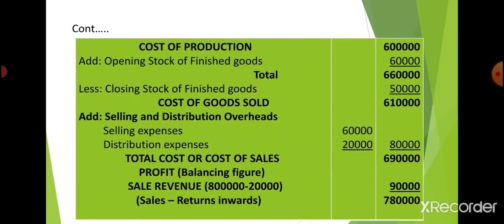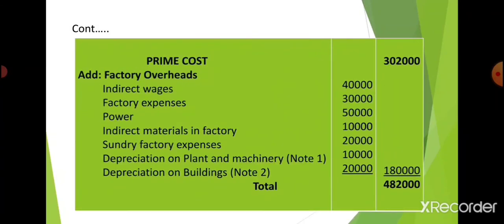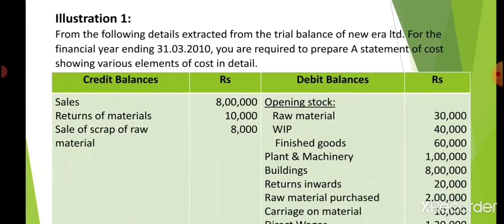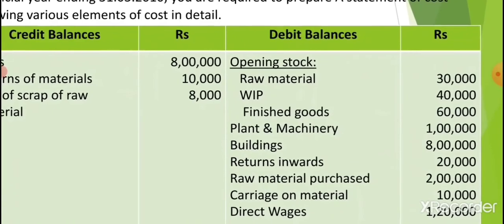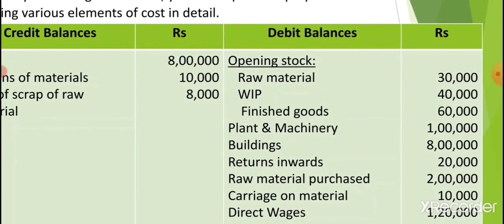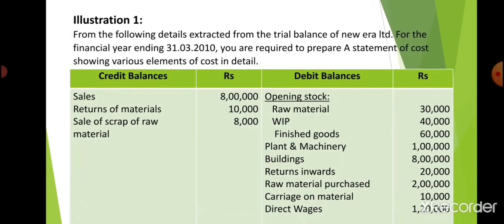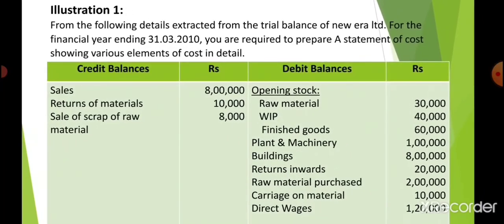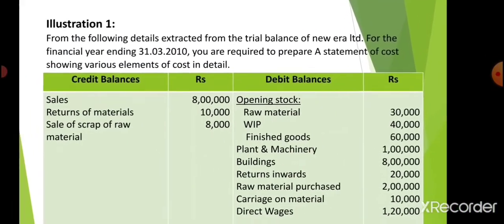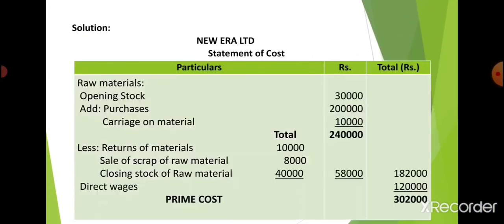So to this we have to add the profit if the profit percentage is given. If they have given the sales revenue, we have to first take the sales revenue and balance the figure to get the profit. They have given the sales revenue in the first slide of the problem. Sales is 8 lakhs and return inwards is 20,000. Return inwards is nothing but sales returns. So we have to deduct these sales returns from the total sales to get the net sales revenue. 8 lakhs minus 20,000 is equal to 7,80,000, the actual sales revenue.